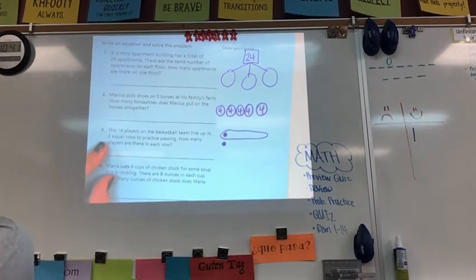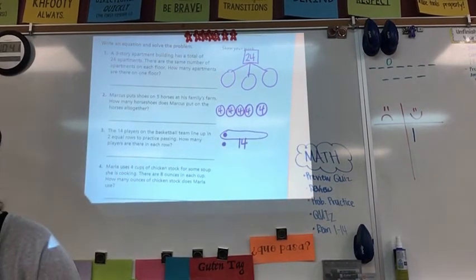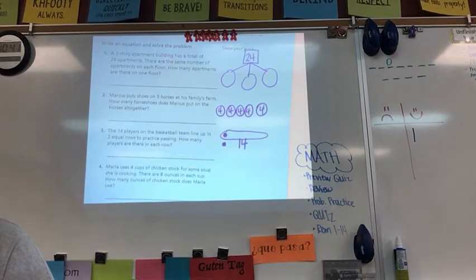Do I know the total? 14. Aha. Oh my goodness. I'm noticing 3 different types of drawing so far. We better make sure we're practicing all of those. Numero cuatro. Marla uses 4 cups of chicken stock for some soup that she's cooking. There are 8 ounces in each cup. How many ounces of chicken stock does Marla use? So she's got 4 cups, and there's 8 ounces in each cup.